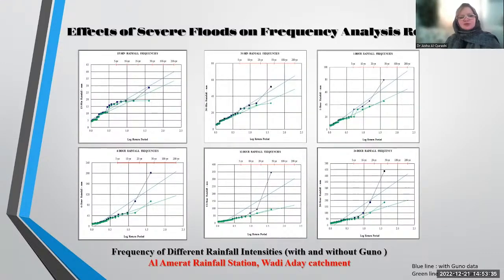This figure shows the effects of severe floods on frequency analysis, and why it's very important to update all these frequency analyses, because if we are carrying out any projects, the flood designs will be affected. We can see from 15 minutes rainfall frequencies to 24 hour rainfall frequency, with Gono and without Gono. With Gono is the blue line, and without Gono is the green line. We can see how including Gono increases the flood for different return periods.